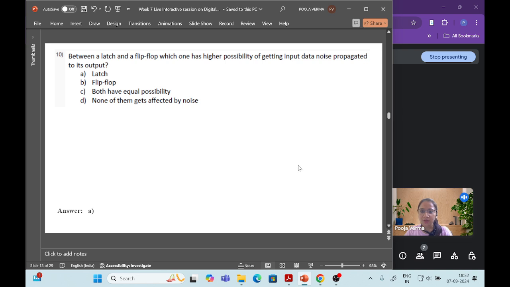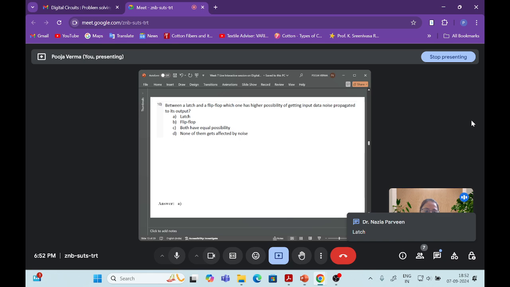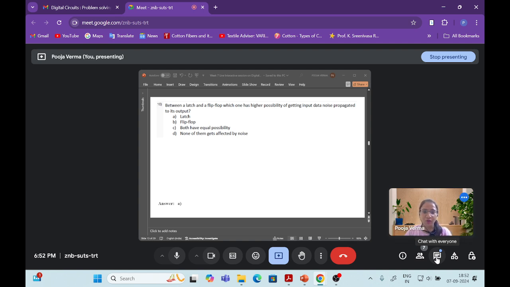So the next question is: between a latch and a flip-flop, which one has a higher possibility of getting input data noise propagated to the output? Option A is latch, option B is flip-flop, option C is both have equal possibility, and option D is none of them gets affected by noise. Can you answer in the chat box why latch has a higher possibility of getting input data noise propagated to the output?